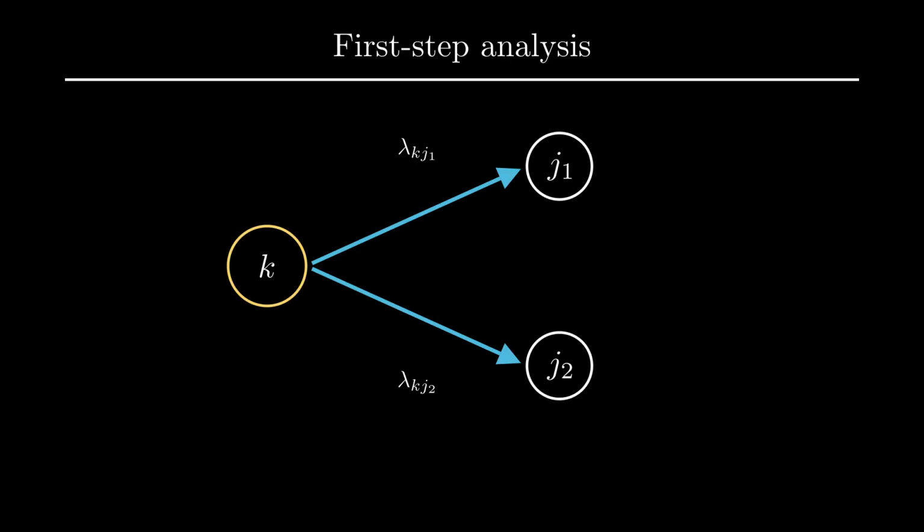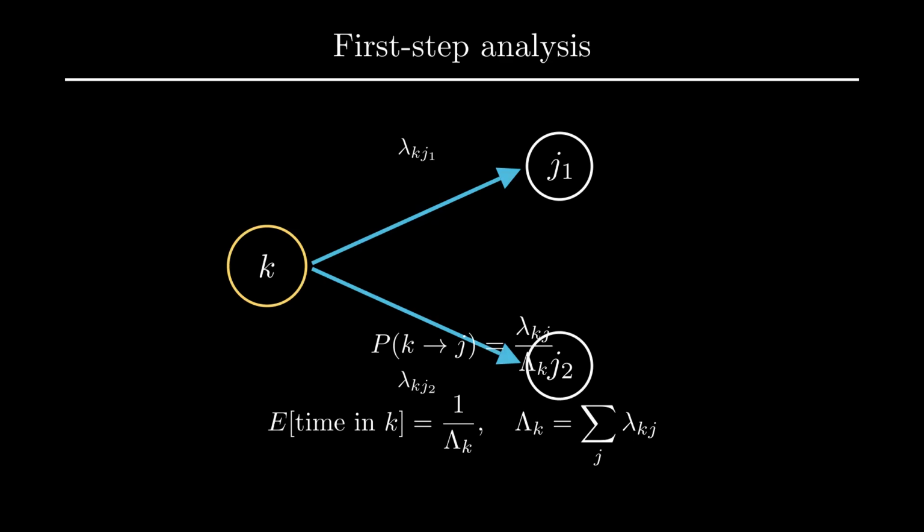In a continuous time Markov chain, the idea is built from two components: the residence time in a state and the jump probabilities out of it. The residence time in state K is exponentially distributed with mean 1 over capital Lambda K, the sum of all outgoing rates. When you leave K, you go to neighbor J with probability lambda KJ over capital Lambda K. This is the relative weight of that particular exit.